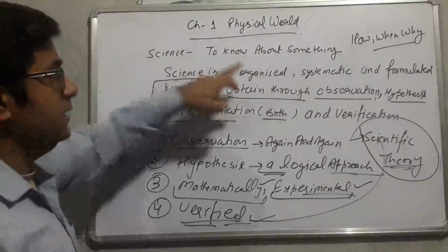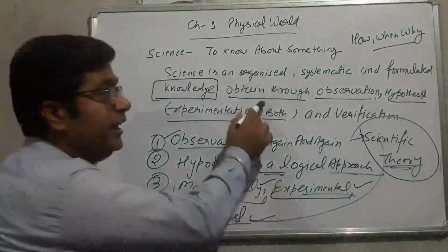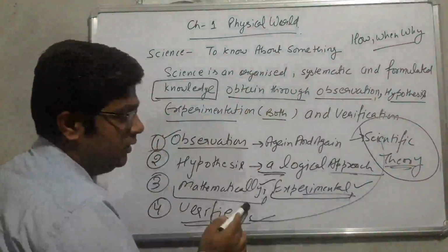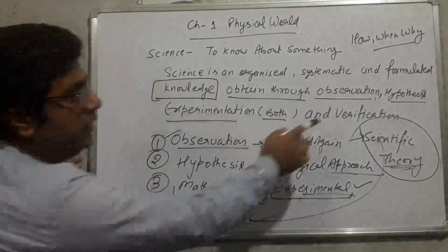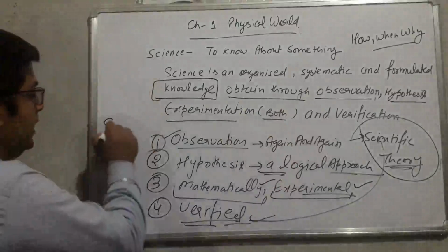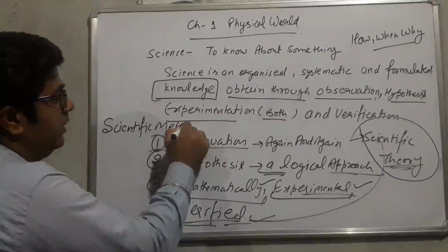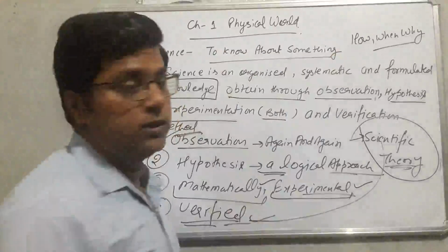So what is science? It is organized, systematic and formulated knowledge obtained through observation, hypothesis, experimentation, both mathematical and experimental, and then verification. These processes are known as the scientific method. Science means to know about something.